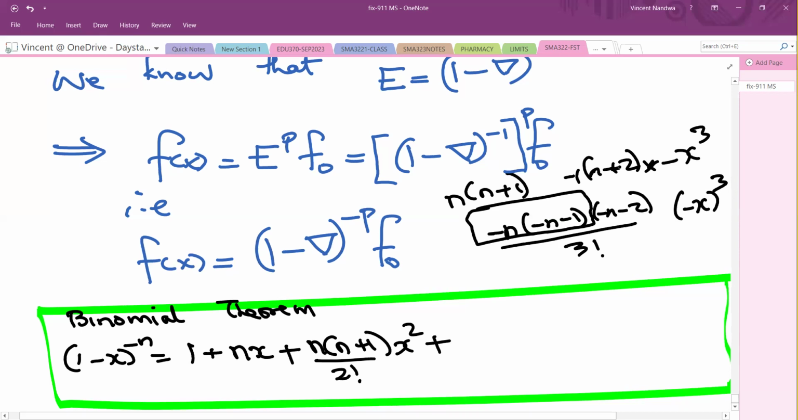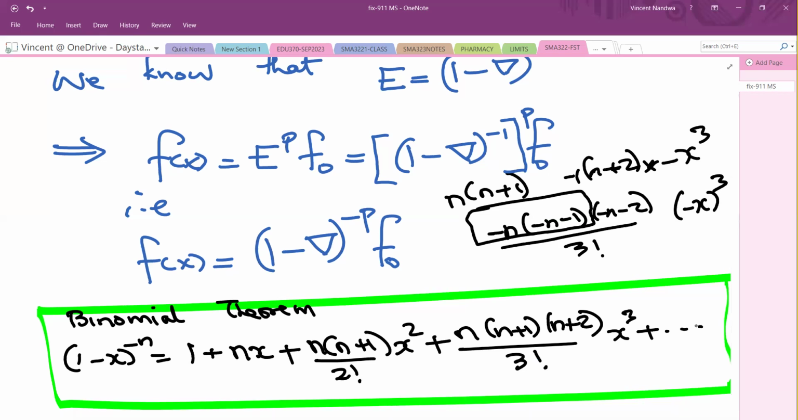So do you see that all the negatives will cancel out? Yeah. So the term will be n into n plus 1, n plus 2, divided by 3 factorial x power 3, etc. So the structure will be the same. The next term will be n into n plus 1 times n plus 2 times n plus 3 over 4 factorial x power 4, etc.